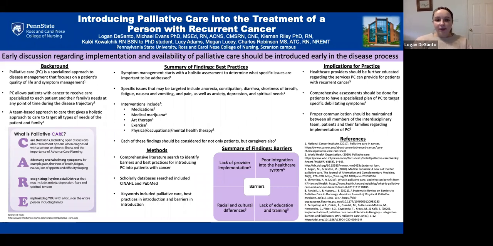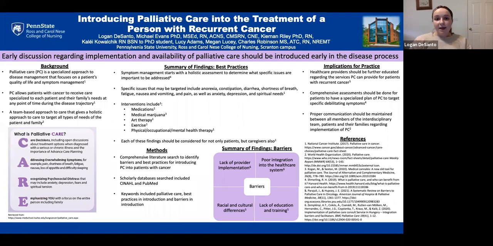My project was titled Introducing Palliative Care into the Treatment of a Person with Recurrent Cancer. So for a little bit of background, palliative care is a specialized approach to disease management that focuses on a patient's quality of life and symptom management.